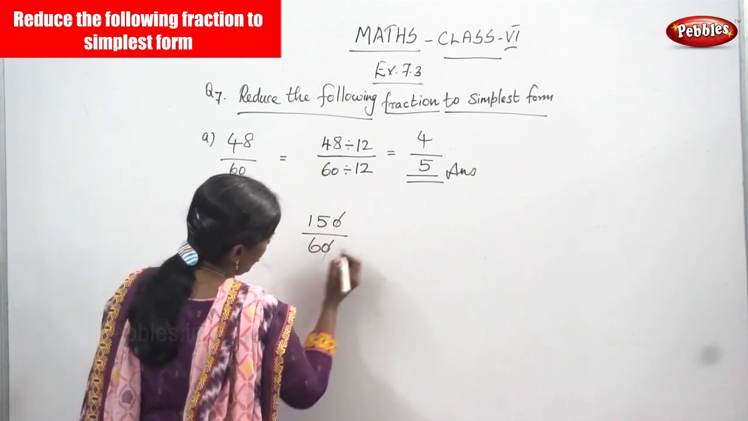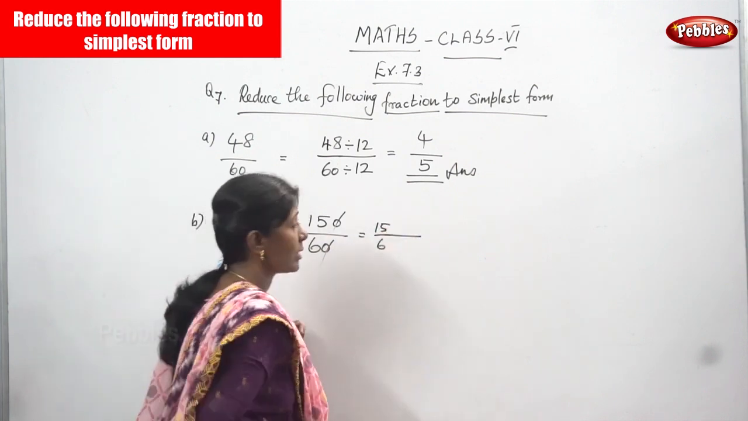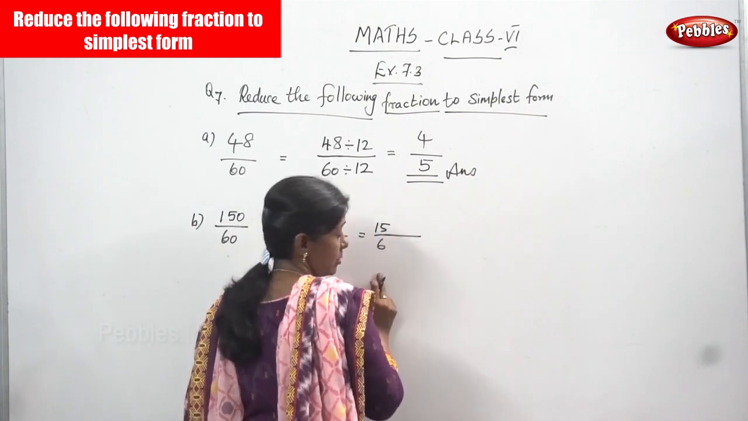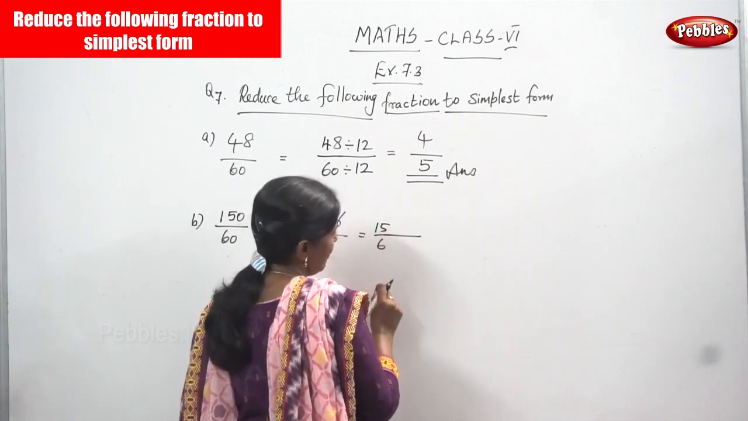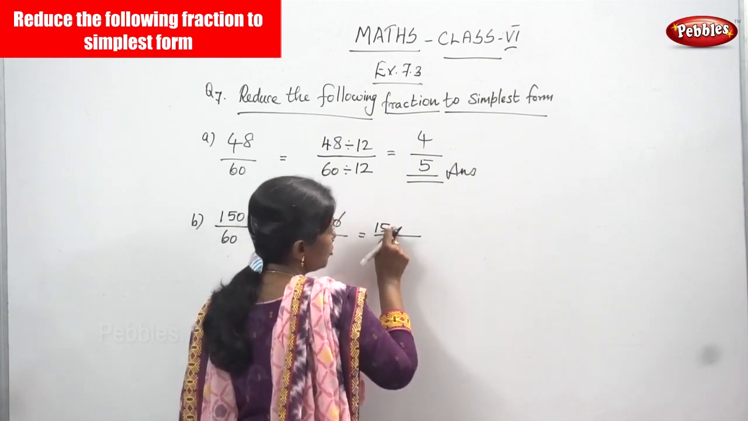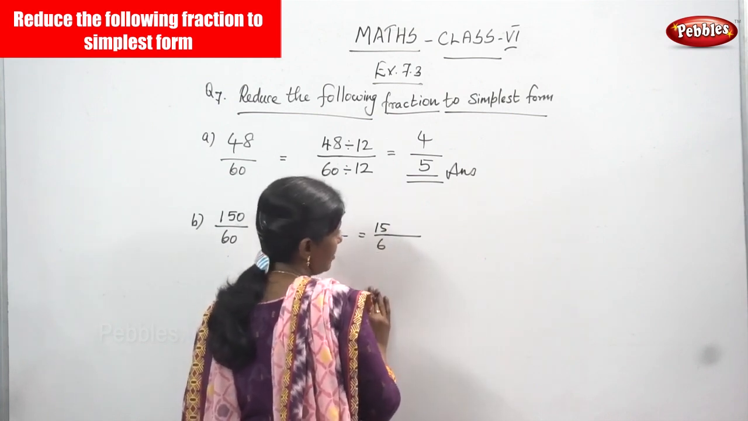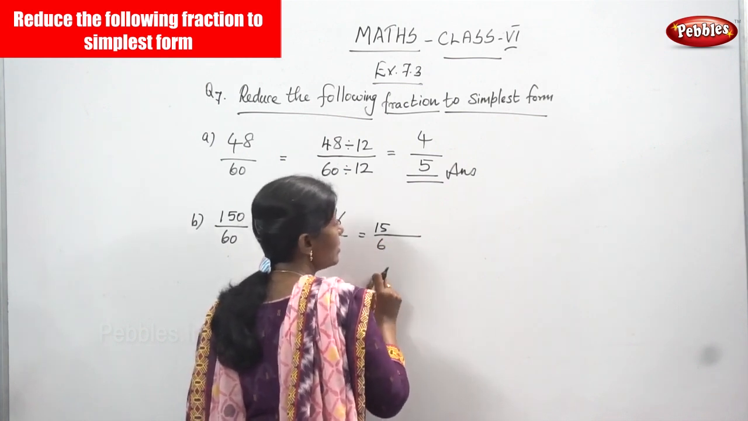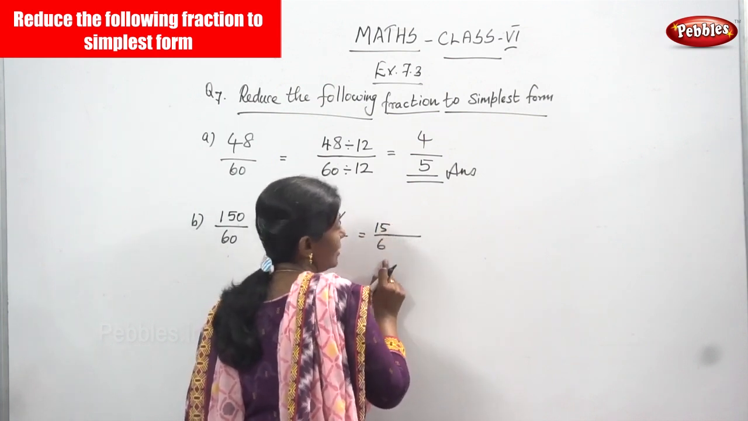After that you will get 15 divided by 6. Again you have to find the common factor for both numbers, that means the numerator as well as the denominator. A common factor is a very specific number, a number that divides both the numerator as well as the denominator. That is what we call a common factor.